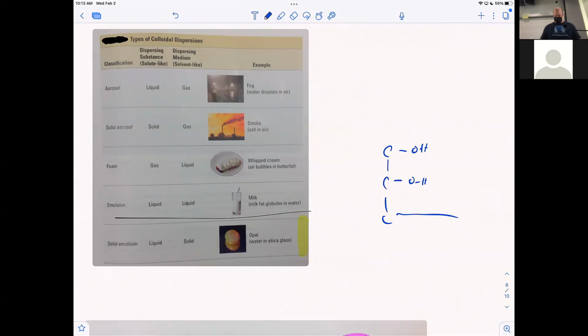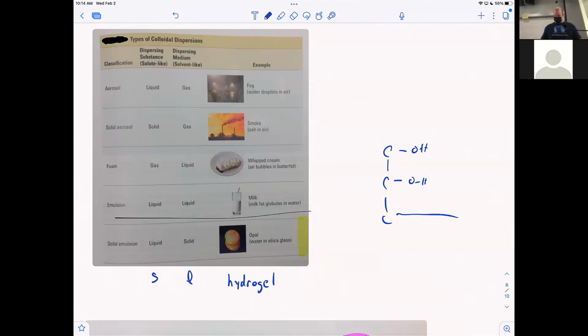Not listed here, you can have a solid emulsion, although we give it kind of its own state. Now let me think here. You can have another one. I'll add a new line. You can have a solid and a liquid, and we can call this a hydrogel.